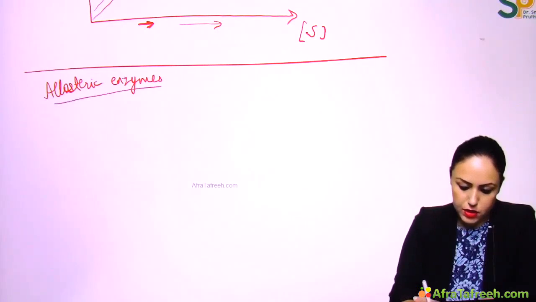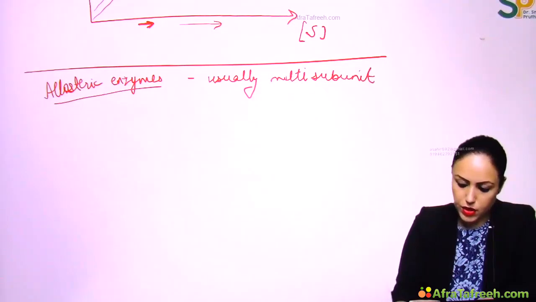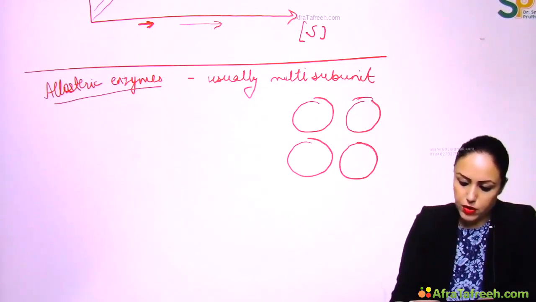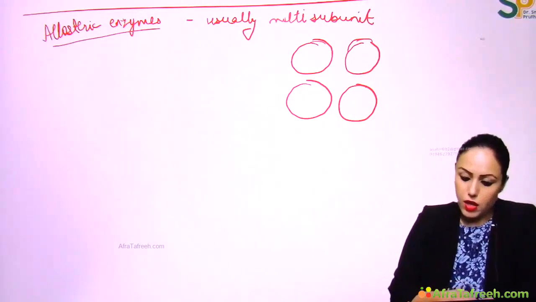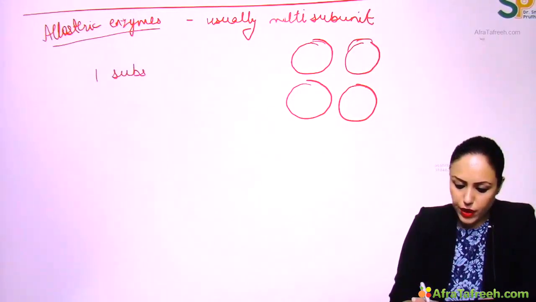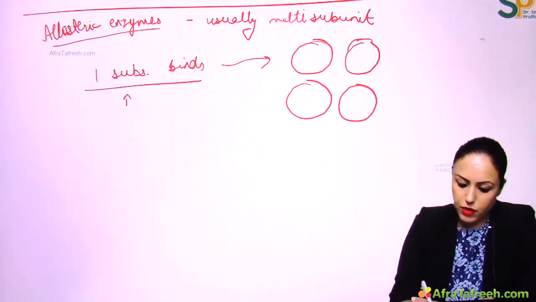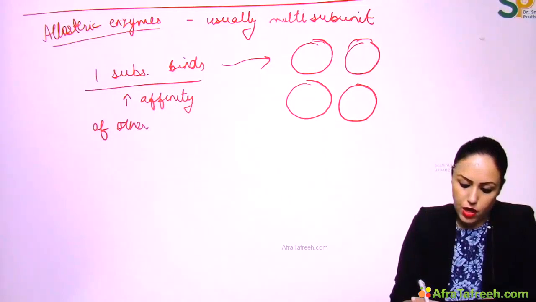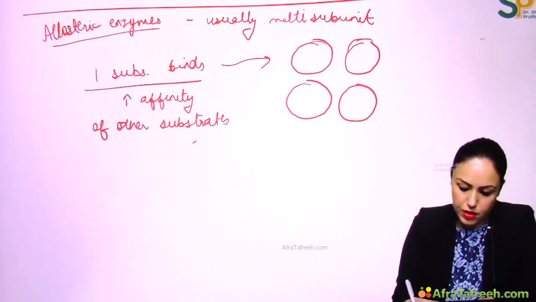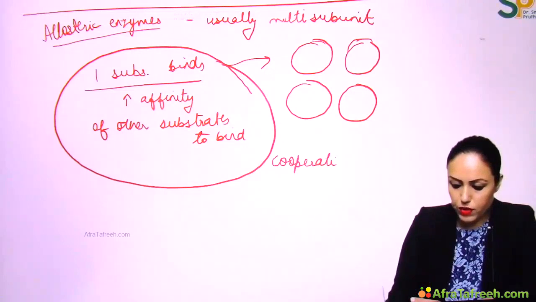Allosteric enzymes, these are usually multi-subunit enzymes. That is, they have more than 1 subunit. Example, they have 4 subunits, right? Now, when one substrate binds to one subunit, this binding will increase the affinity of other substrates to bind. This property is known as cooperativity.